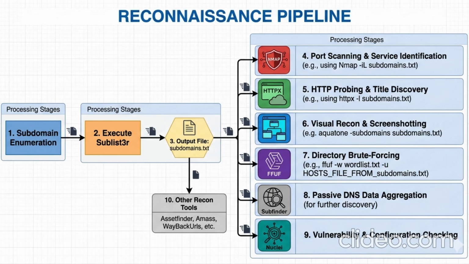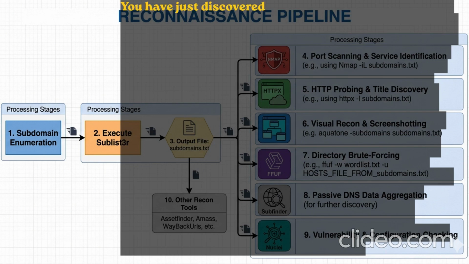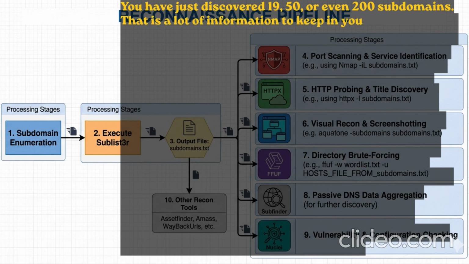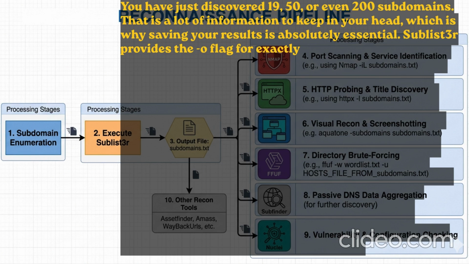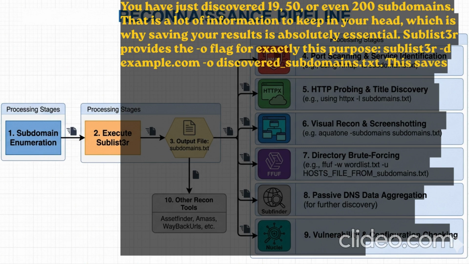You have just discovered 19, 15, or even 200 subdomains. This is a lot of information to keep in your head, which is why saving your results is absolutely essential. Sublist3r provides the -o flag for exactly this purpose: sublist3r -d example.com -o subdomain.txt. This saves every unique subdomain into a plain text file, one per line.